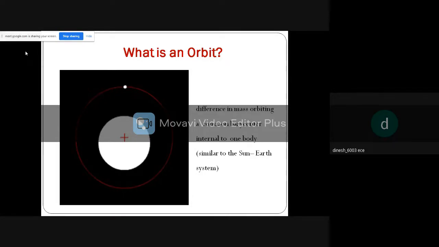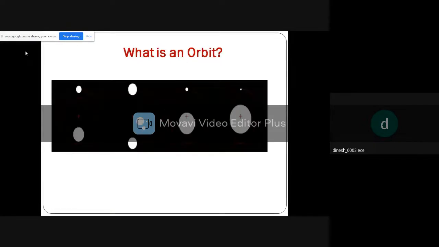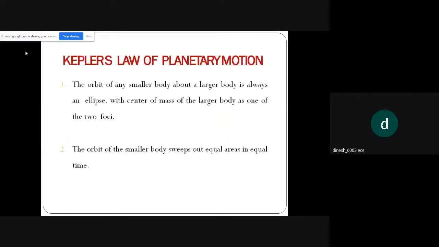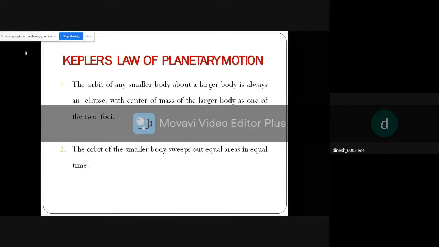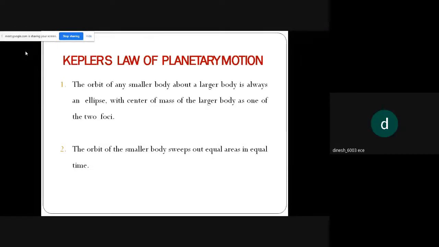So that is what Kepler's first law is. The orbit of any smaller body about a larger body is always an ellipse. So this is Kepler's first law. The second law is that the orbit of a smaller body sweeps out equal areas in equal time. When it revolves around the larger body, it covers equal areas in equal time.